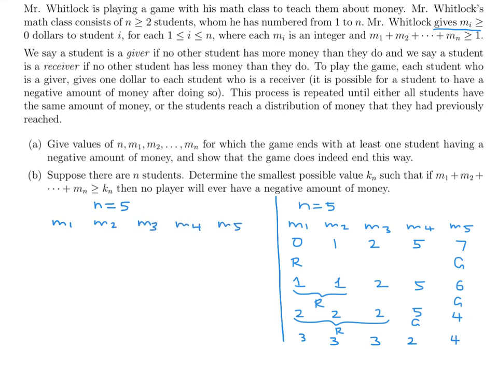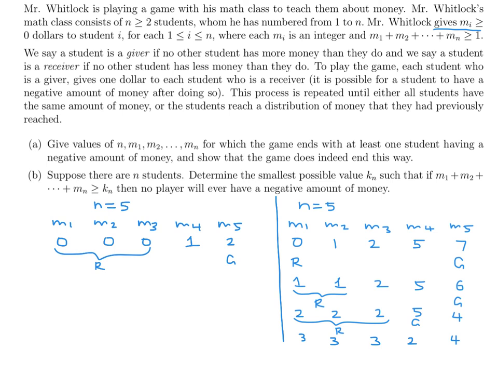And the key is to choose a scenario that's going to help us reach their findings. After some fiddling around, you can start with 0, 0, 0, 1, and 2. And this should work. So let's explain. Who's the giver here? The giver is this guy, M5. Who's the receiver? Well, these guys are the receivers because they have the lowest amount. Okay, so let's play the game.